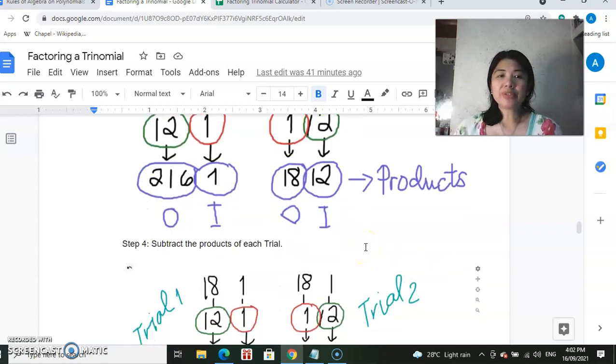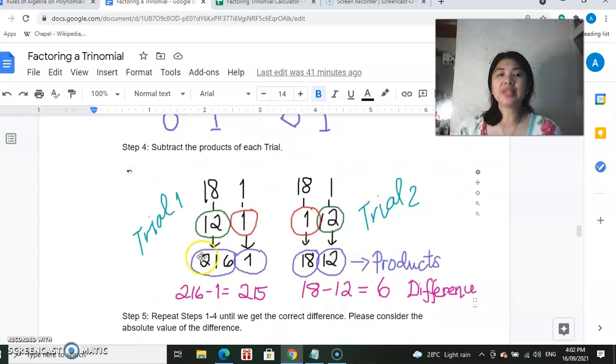Then step number 4, subtract the products of each trial. So here, 216 minus 1 for the first trial, and then in the second trial, 18 minus 12. So see, first trial, 216 minus 1 is 215. Second trial, 18 minus 12 is 6. So that is the difference.